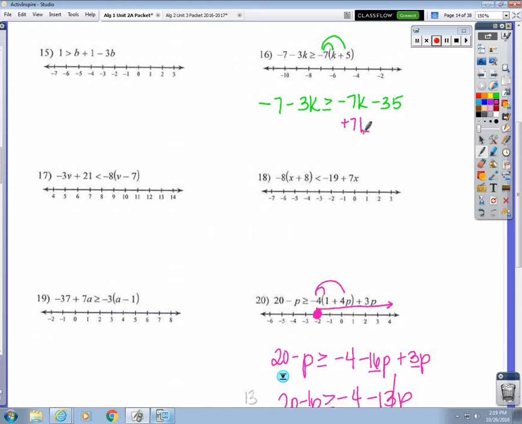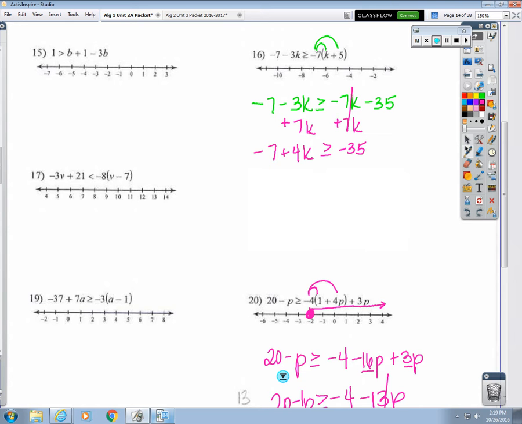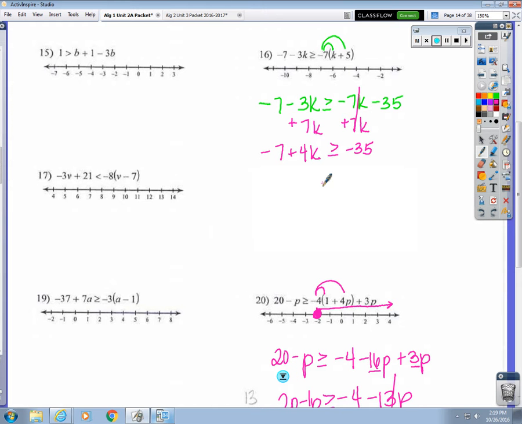Add the 7k. Because if I want my variables on the left, this k needs to go to the left side of the problem, right? And for it to move, you got to add it. And then I add it over here. Okay, it cancels over there, leaving just that negative 35. And on the left side, I now have a negative 7 plus 4k, right? Okay, now what do I need to do? Add the 7 on both sides.